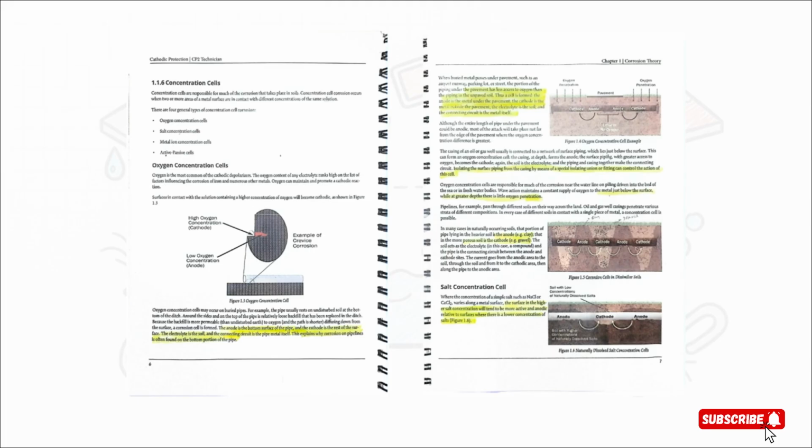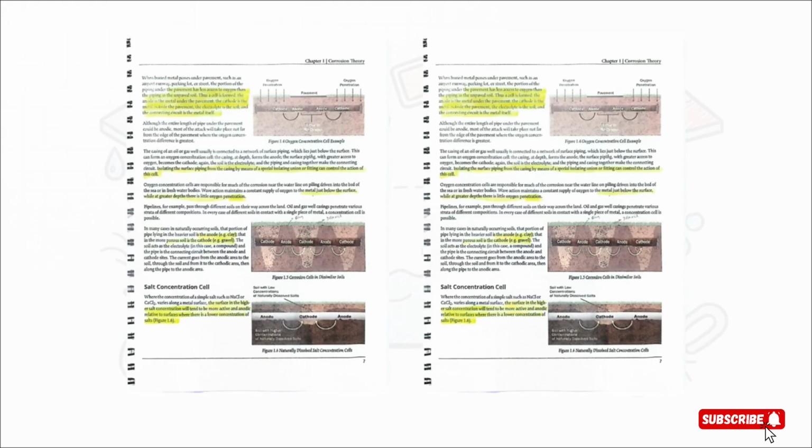A perfect real-world example is a pipe that's buried under pavement. The section directly under the pavement just can't get as much oxygen from the air as the section in the open soil next to it. So what happens? The oxygen-starved section under the pavement becomes the anode, and it starts to corrode away.